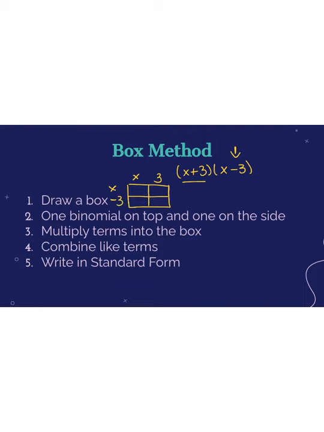Okay, we have to have that negative 3 because it's a negative number. If we don't have that there, it would be a positive 3, and that's not true because it's negative. Okay, and then I'll show you how to do the rest of that when we get on to the other slides. Then you're going to multiply the terms into the box, combine the like terms, and then you're going to write it in standard form.